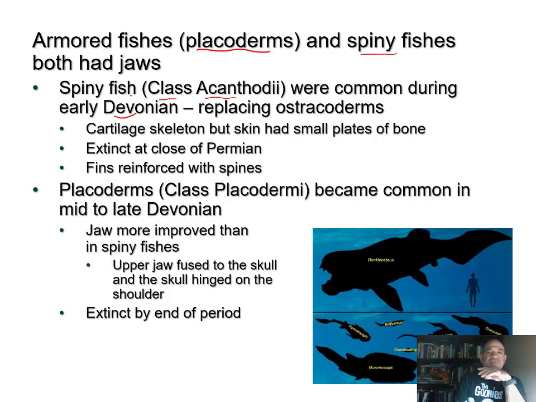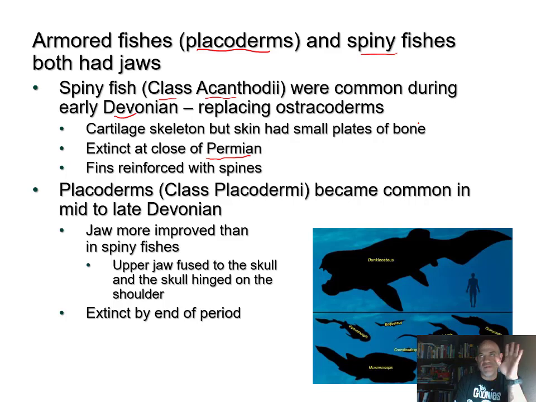And so this group replaced the ostracoderms to become more dominant. During this time, the ostracoderms from the prior slide were still around, and then these were evolving, and when they replaced them they became more dominant in the oceans, more abundant, with more diversity. They had a cartilage skeleton, but the skin had small plates of bone. And these guys became extinct at the close of the Permian. There was a massive extinction at the end of the Permian period.